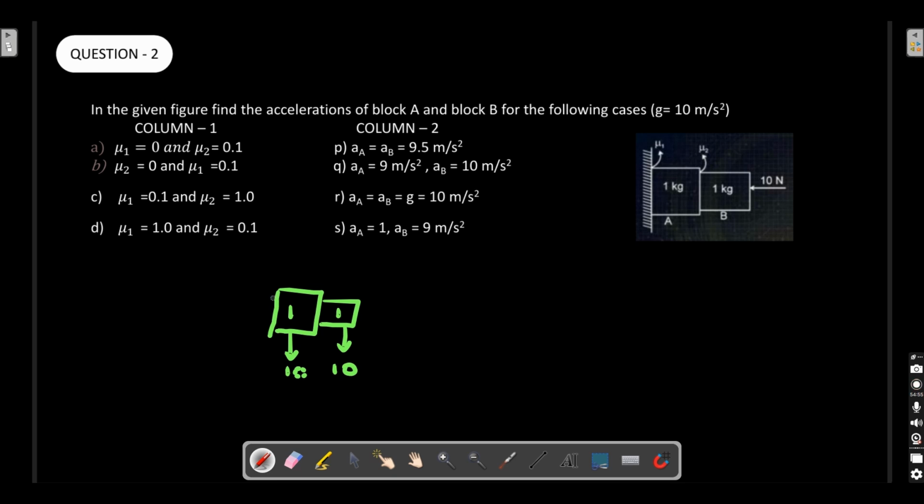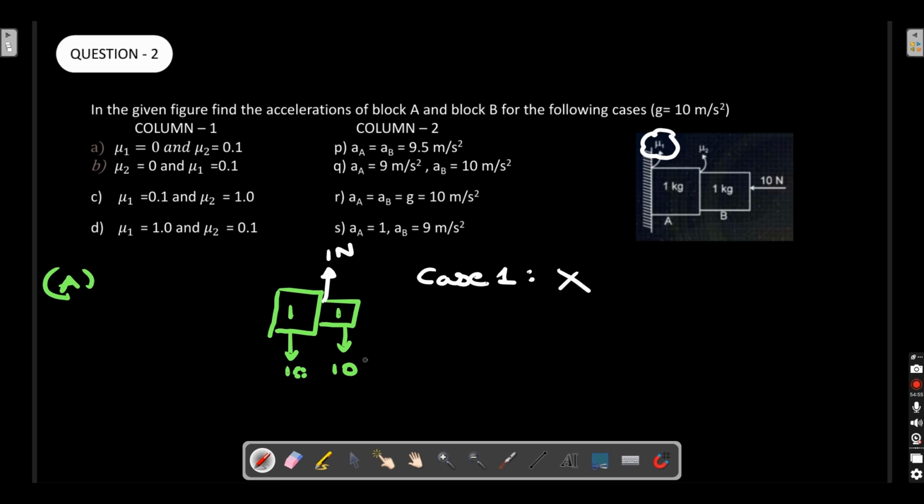So let's try to find the friction forces. This I'm solving for case A. So in the first case, they said mu1, that is nothing but this particular one, is 0. So here you will have no friction. Mu2 is how much? 0.1. So here you will have 1 Newton. Case 1. What is case 1? There is no slipping anywhere. Is that possible? Definitely not.